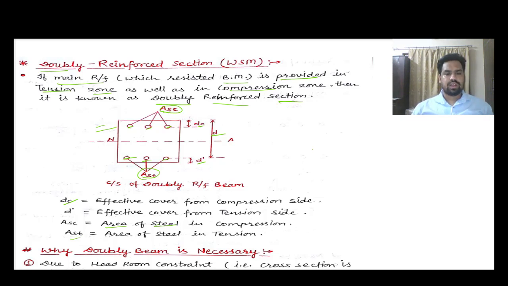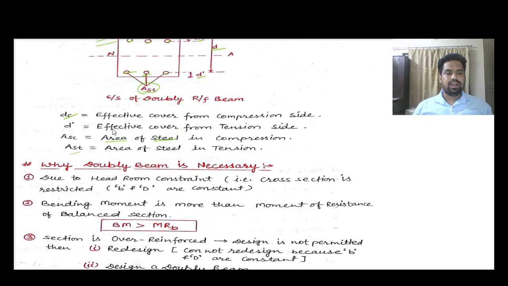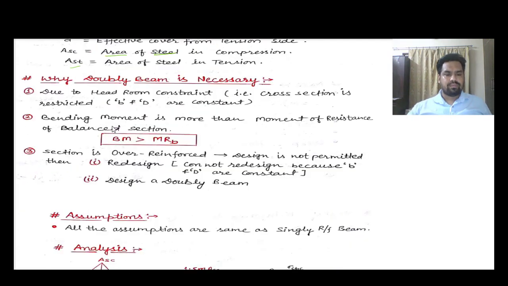First of all, the question arises: why do we need a doubly reinforced section? There are generally three reasons. The first is the headroom constraint, meaning when the dimensions or the cross section of the section are restricted or fixed, meaning small b and capital D are constant, which comprise the total area of the section.